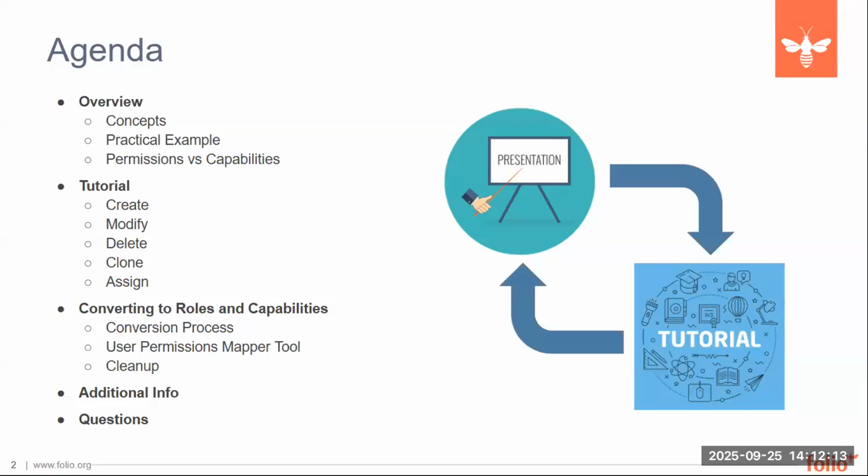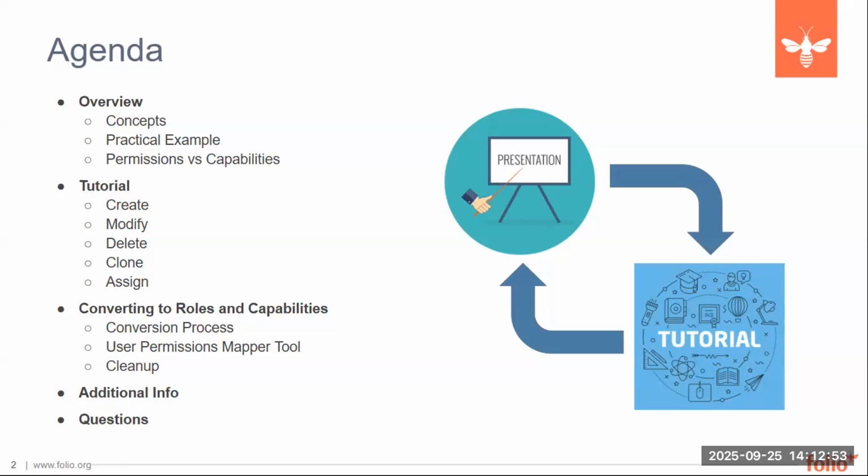I'll give a bit of an overview of roles and permissions, how they differ from each other, and define some terms. Then we'll go through what we're calling a tutorial session, where we'll show you with a live demo how you can use the new UI pieces that let you do this management of roles. And finally, if time allows, we'll give you an explanation of how to convert from a system that is based on the Okapi model of permission sets into a Eureka-based system with roles and capabilities.